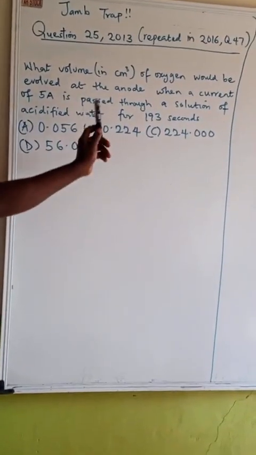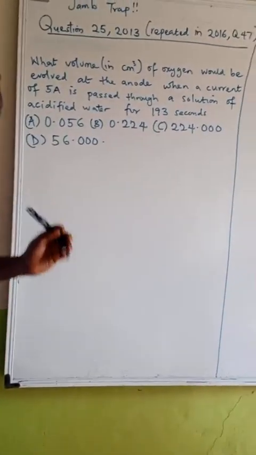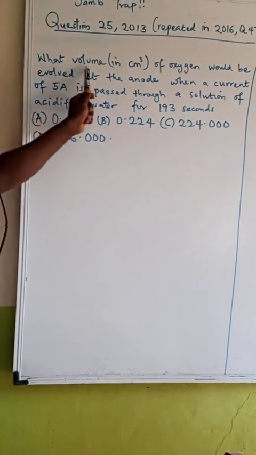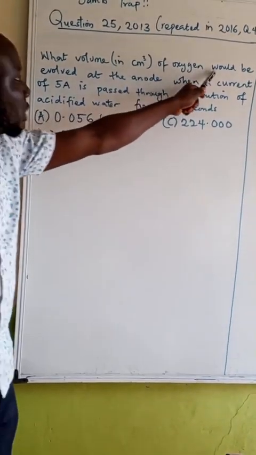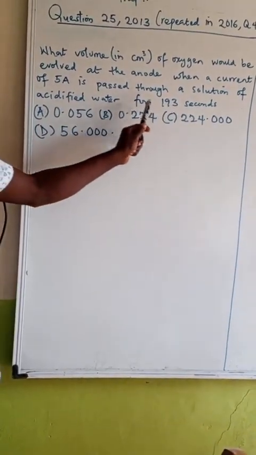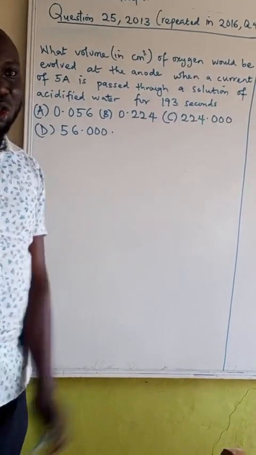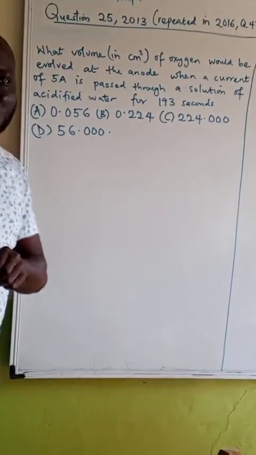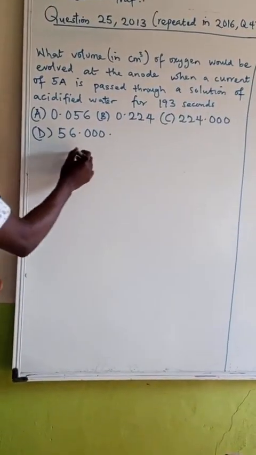What volume in cm cube? That's the trap. What volume in cm cube of oxygen would be evolved at the anode when a current of 5 ampere is passed through a solution of acidified water for 193 seconds? To solve this question, it's very, very simple.